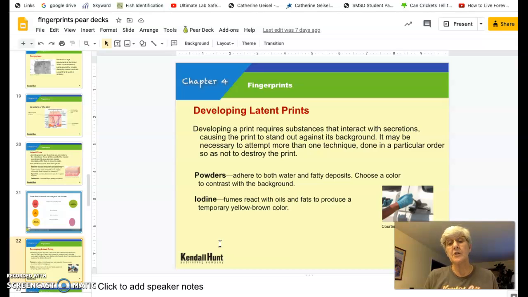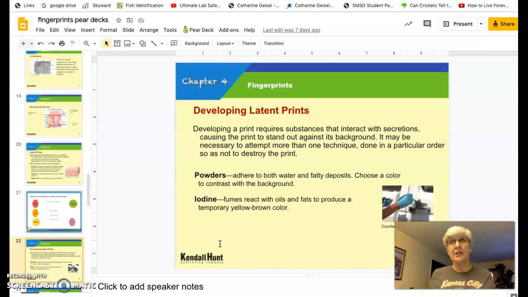Powders adhere both to the water and the fatty acid deposits, and this is part of what you're going to need to know about latent printing: what is it in the fingerprint that a particular chemical attracts to that allows you to pull a latent print. So powders adhere to both the water and the fatty deposits. And usually you choose a color that contrasts the background.